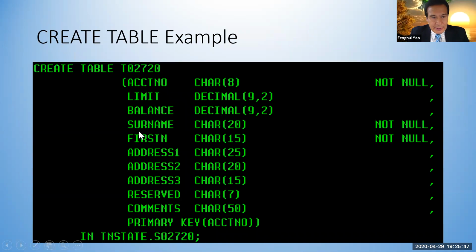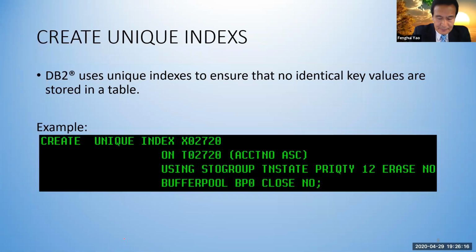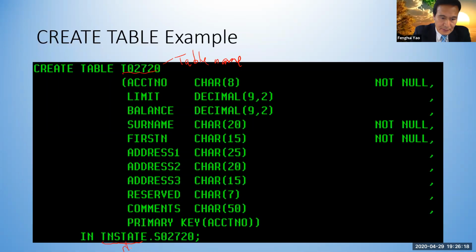Next is create table, as an example. Again, from here to here, start from create table, the table name, and then ended with a semicolon. It is one statement. So this part is the table name, and then this is the database, and then this is the table space.